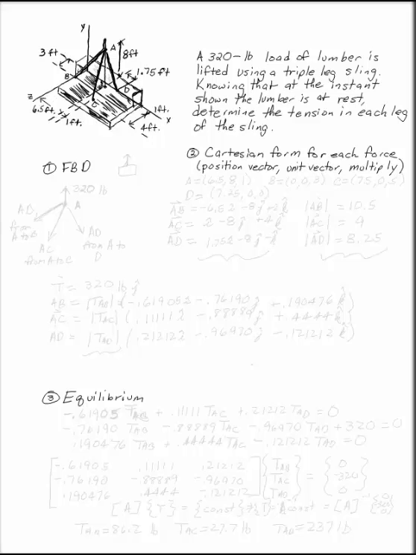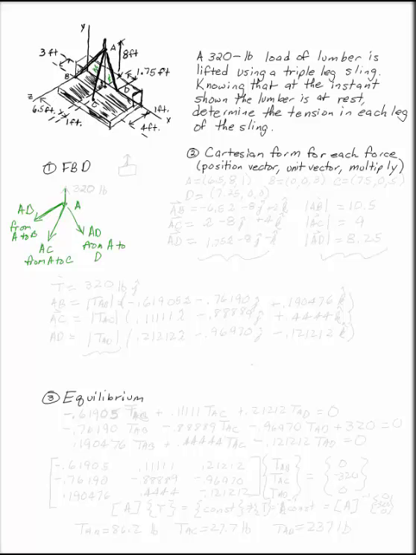The first thing I have to decide in drawing a free body diagram is what I'm drawing it of. In this case, as I want to treat all of this lumber as a particle, I can think of the point A as the one spot in space where everything is actually happening. Out of A, I clearly have the tension in the leg AB, the tension in the leg AC, and the tension in the leg AD. I don't know what those directions are, but I know that they go from A to B, from A to C, and from A to D.